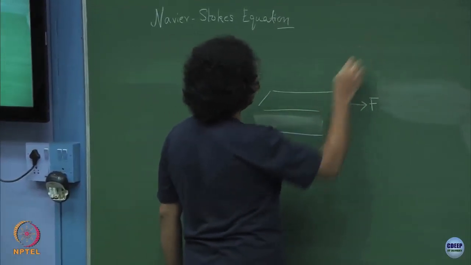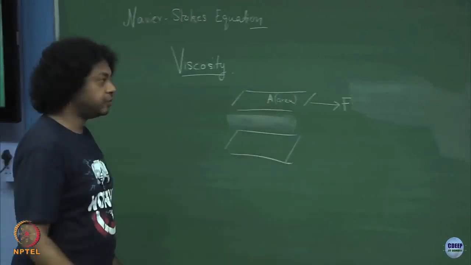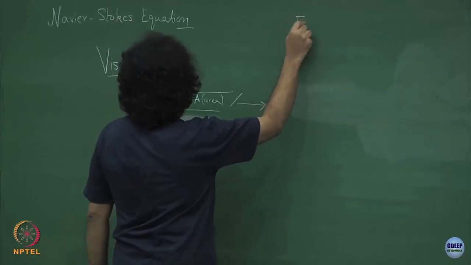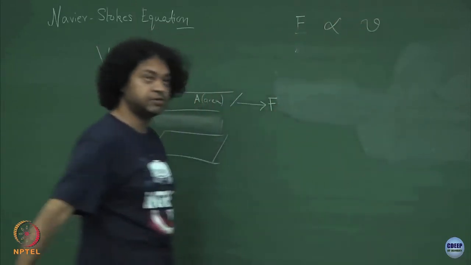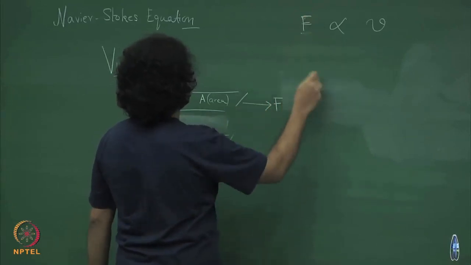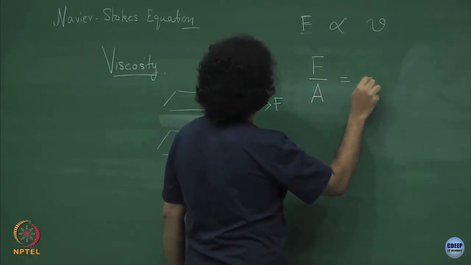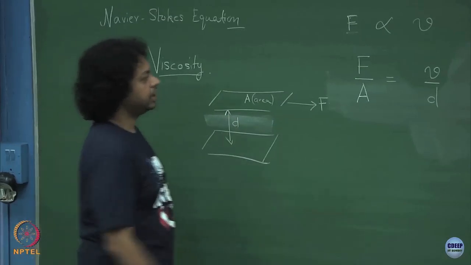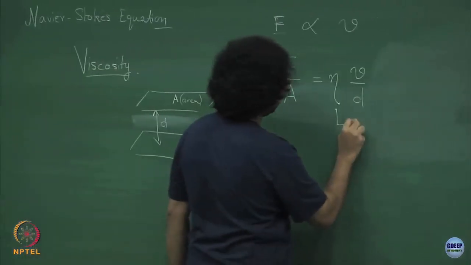And let us say that these plates have some area A, this is the area. And if you do experiments, what you will find is that for many liquids, not all, provided your forces are low and so on, this force is going to be proportional to the velocity with which this plate moves. And if you write out all the constants, it turns out that the force per unit area, which is the stress, is going to be equal to the velocity divided by the distance between the plates. So, this is let us say d, and the constant of proportionality is what I call my viscosity.